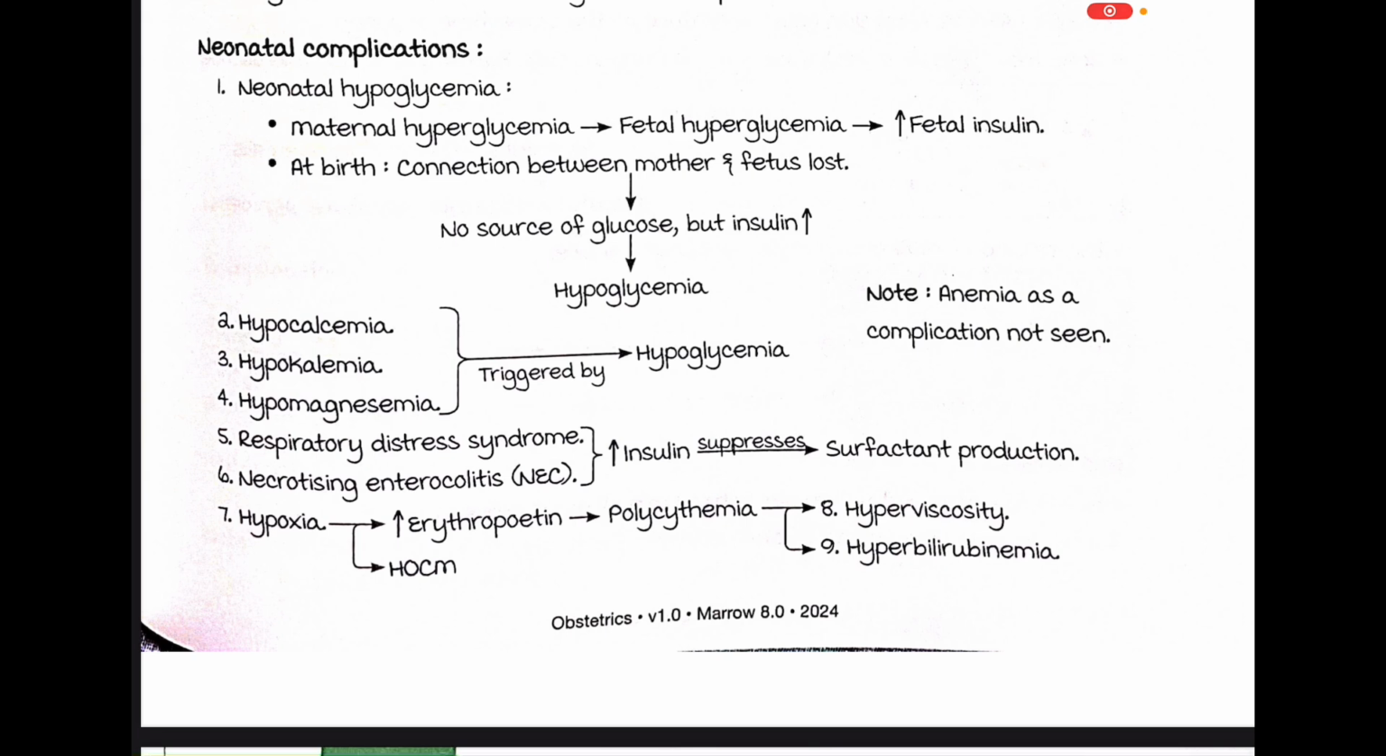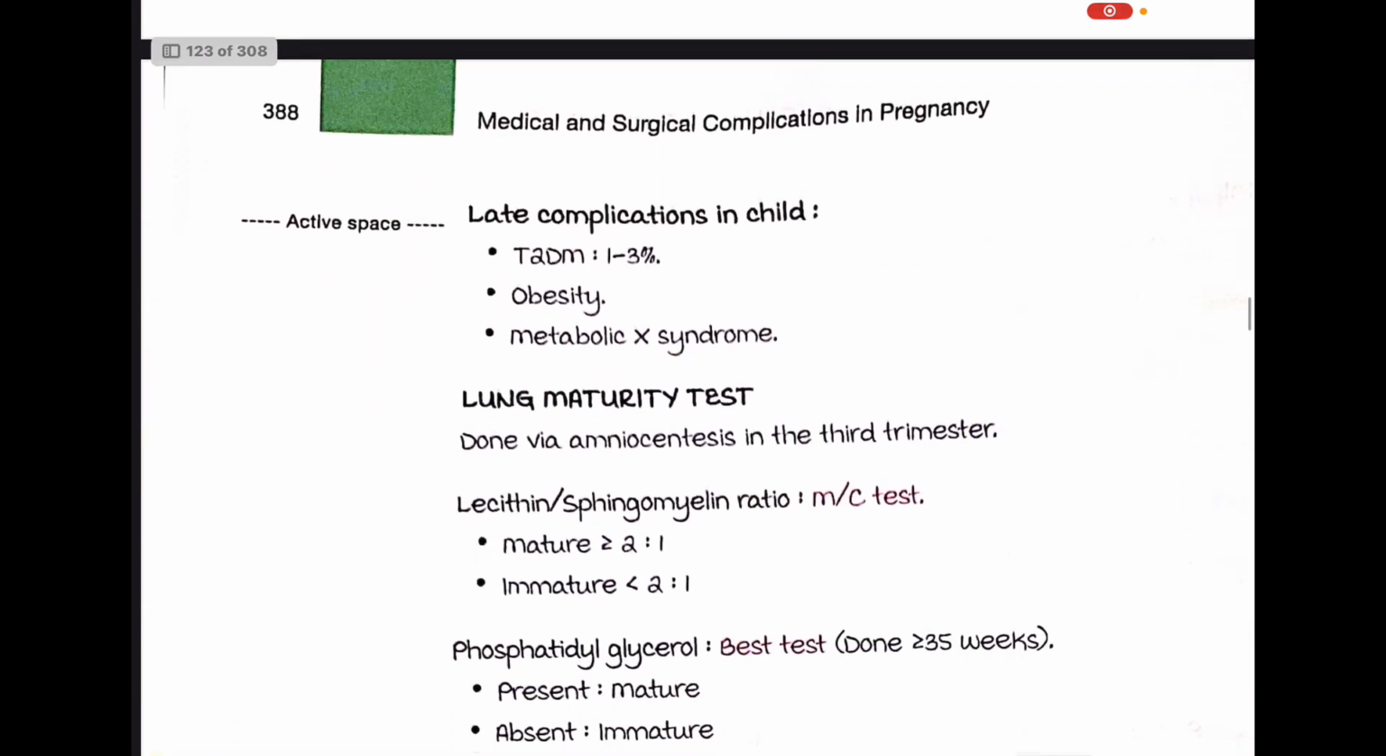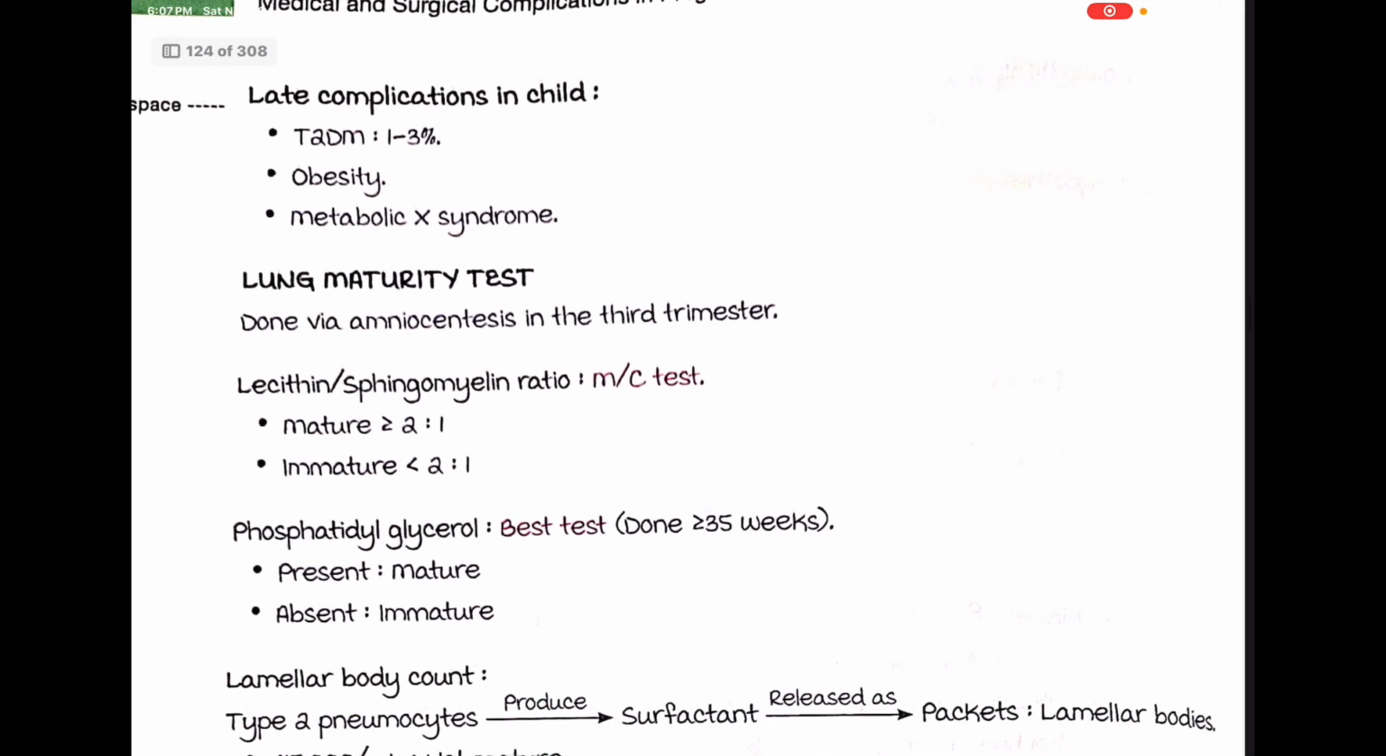Respiratory distress syndrome and necrotizing enterocolitis (NEC): increased insulin suppresses surfactant production, and that's why there is respiratory distress syndrome and necrotizing enterocolitis. Hypoxia causes increased erythropoietin, and hypertrophic obstructive cardiomyopathy. Polycythemia causes hyperviscosity and hyperbilirubinemia. Late complications in a child.